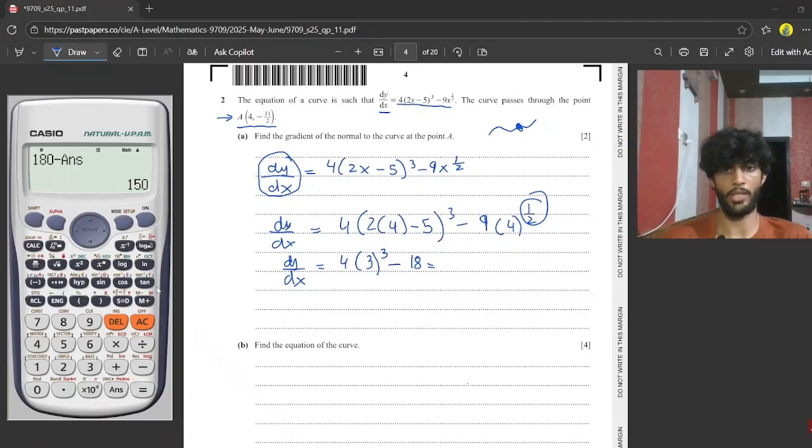And we can solve all of this out in our calculator. 4 times 3 raised to the power 3 minus 18, and that is going to give us 90. So the derivative is going to be 90 at point A.